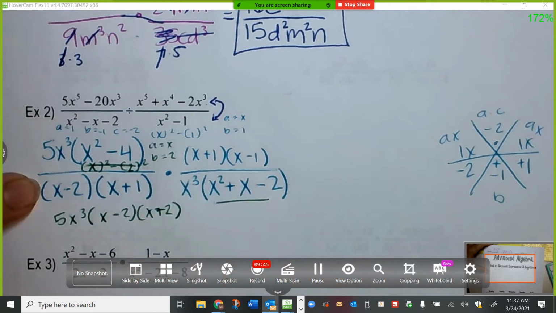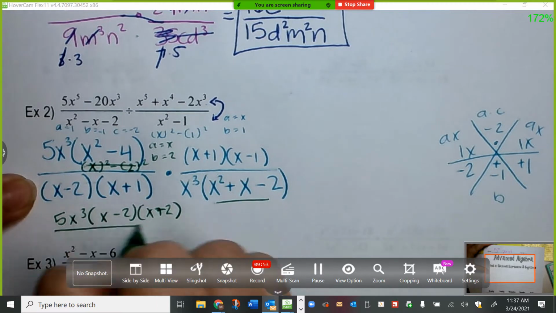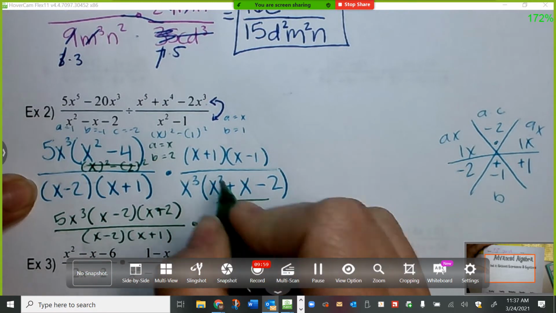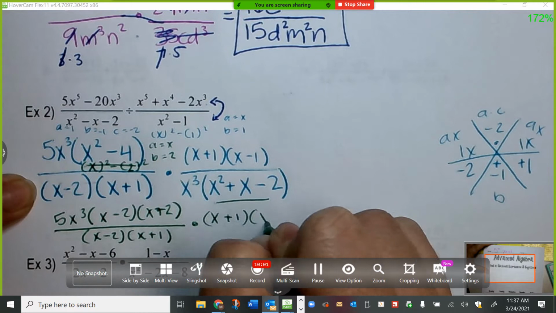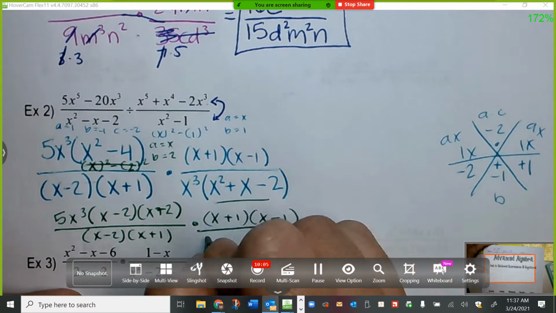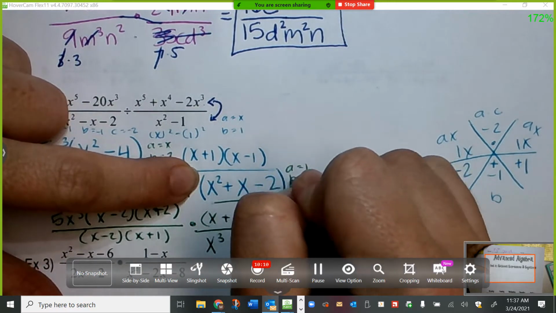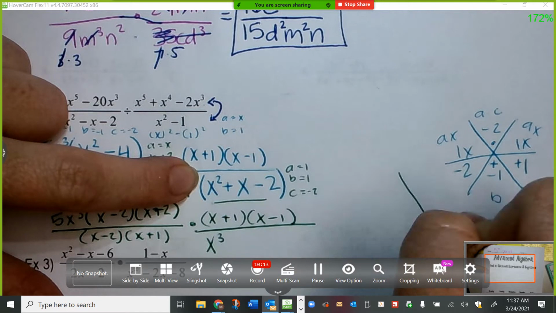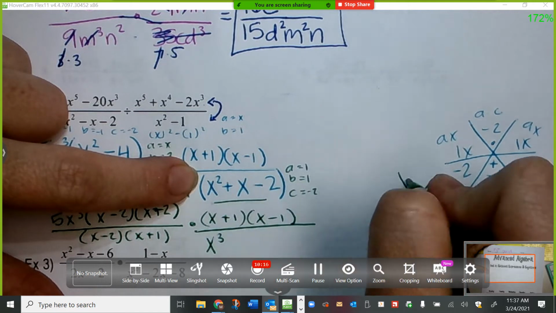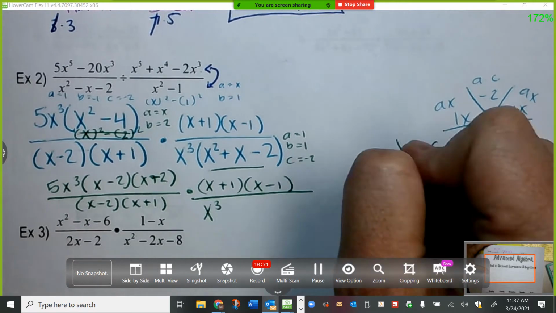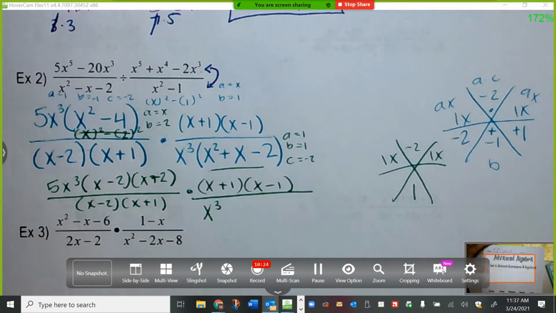Now, was the denominator fully factored? There's no squares, there's nothing, there's no GCF, so yeah, the denominator is fully factored. Now the numerator on this side is fully factored. I have that x cubed still, but I need to snowflake the inside. I know a is 1, b is 1, and c is negative 2. A times c is negative 2. B is 1. I have ax, ax. I'm going to give y'all a second to write.